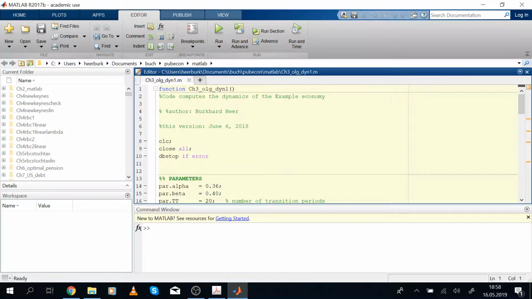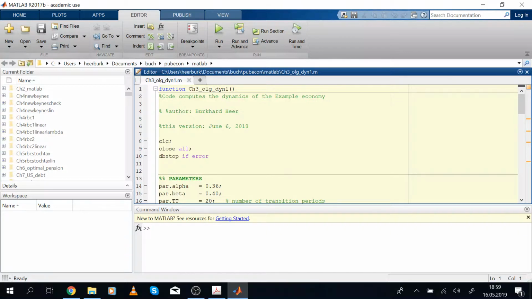Now in the first couple of lines I introduced some comments. If you find the percent sign, Matlab ignores all text after this sign, so this is used to insert comments. In line 2 I document what the computer program does. It computes the dynamics of the example economy, and I also specify the author and the last date it was changed. In line 8 we find a command CLC, which is the clear screen command.